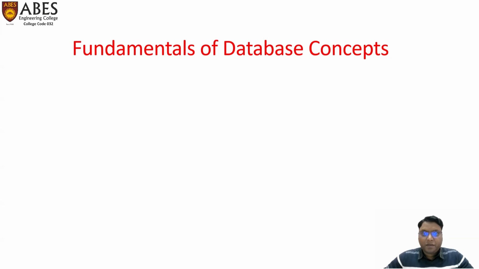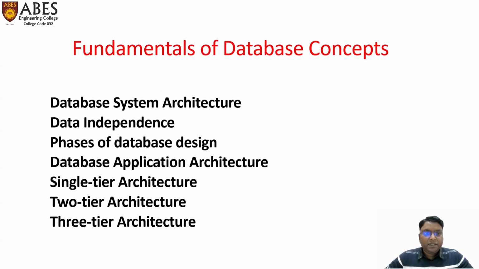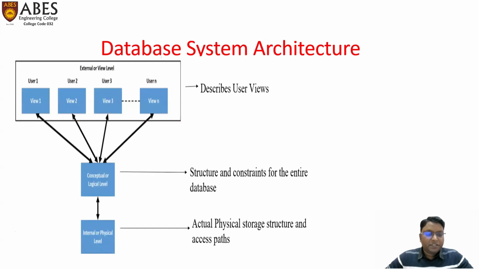In the previous video, I talked about the various data models. In this lecture, I will discuss the database system architecture, data independence, phases of database design, and database application architecture. In database application architecture, we have three levels of architecture: single tier, two tier, and three tier. So let's start the PPT.